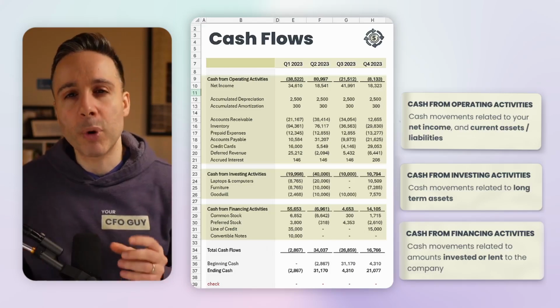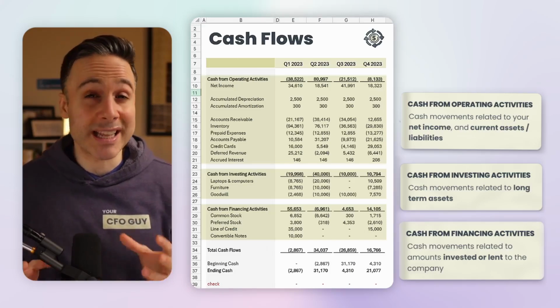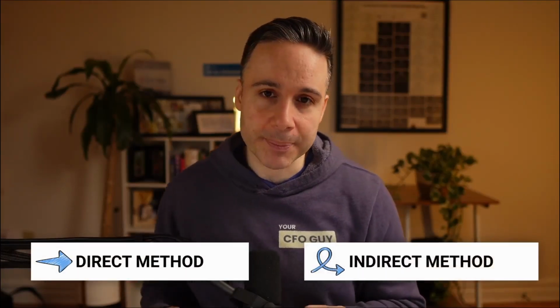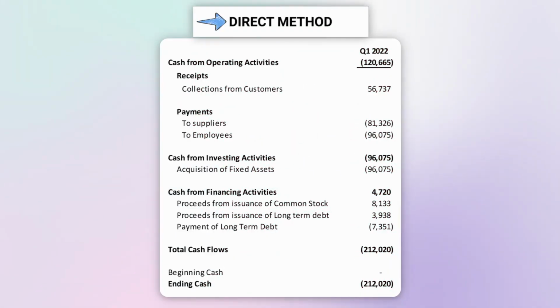But another important note about the statement of cash flows is that it can be prepared under either of these two methods: the direct method or the indirect method. The direct method is really easy to understand, and it has descriptive lines such as cash paid to employees, or cash paid to vendors, or cash received from customers. It's really easy to read this statement, but it's generally very difficult to produce.